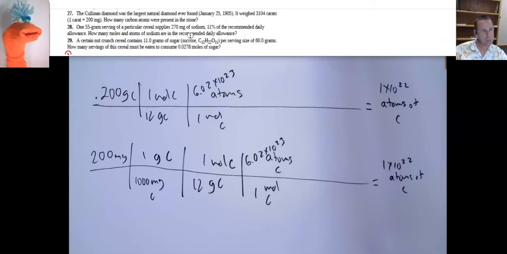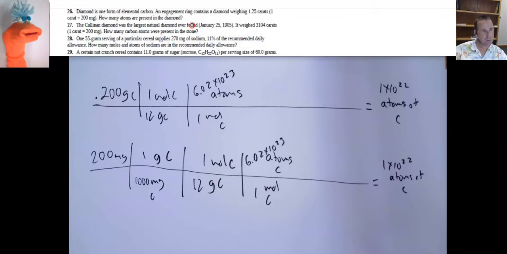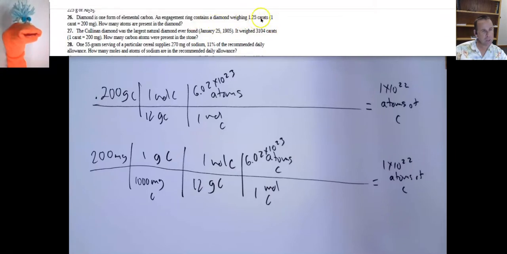Uh-oh. Did I make a mistake in the previous one? I did. Look, 1.25 carats. This is not saying that 1.25 carats is 200 milligrams. It's saying that we started off with 1.25 carats, and we have to convert that to milligrams. Oh, brother.